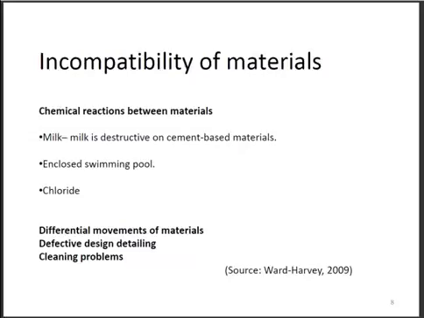Chemical reactions between materials can also lead to incompatibility of materials. For example, milk is very destructive on cement-based materials because it contains acid. The enclosed swimming pool generates a warm, moist atmosphere and will attack steel. Chloride will cause corrosion to metal. There are other incompatibilities of materials, such as differential movement of materials, defective design, detailing, and cleaning problems. You may want to read the textbook for more information on these.